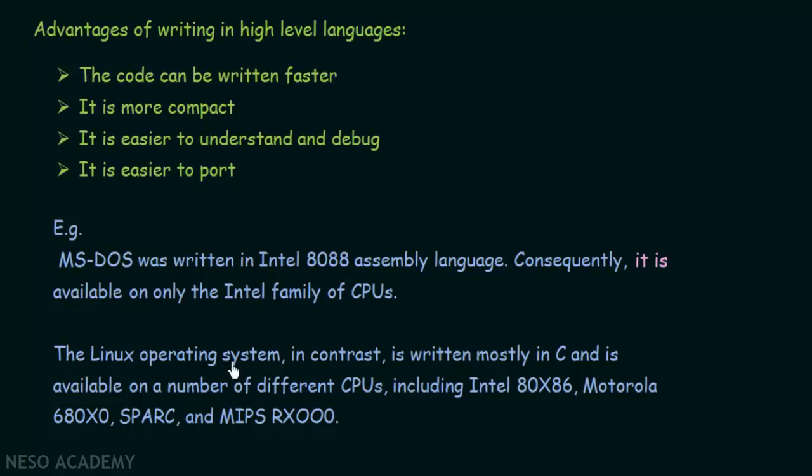But the Linux operating system, in contrast, is written mostly in C and is available on a number of different CPUs including Intel, Motorola, SPARC, MIPS and so on. So the Linux operating system, as it is written in C, which is a higher level language, is available on a variety of CPUs. So this is the advantage, the example of portability. It is easy to port if you are writing it in higher level languages.